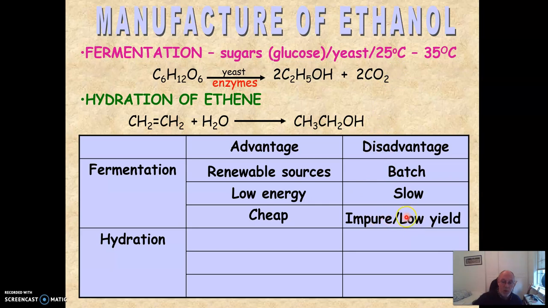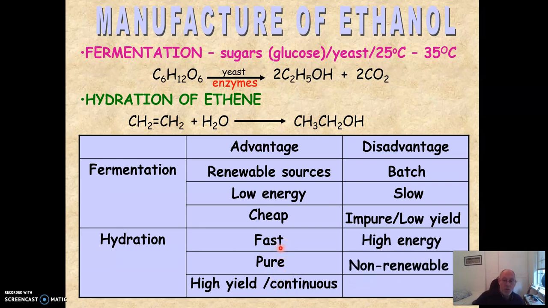Now, in the case of wines and beers and things, you want the impurities because that gives it its taste. You get tannins and all sorts left over from the hops or the grapes. But if you're trying to make ethanol, then this is not a very good way to make it. If you want to make pure ethanol, it's better to use this method. And the reasons would be, this is going to be fast, it's done in industry, it gives you 100% pure product or very, very high purity product. And it's a high yield and it's a continuous process. You can let this run 24 hours a day.